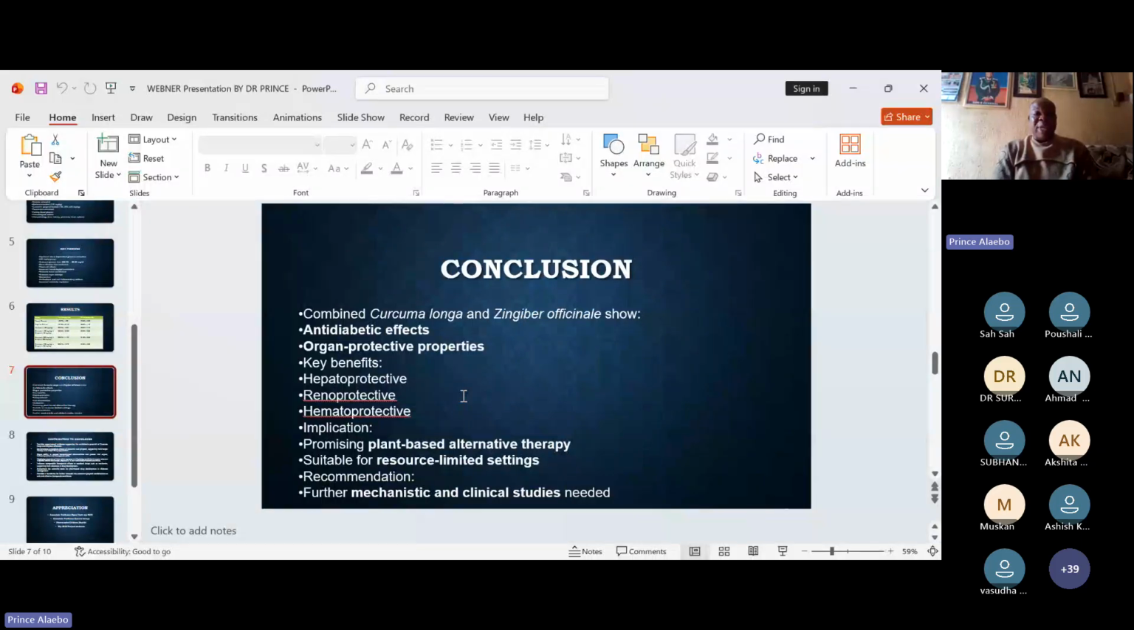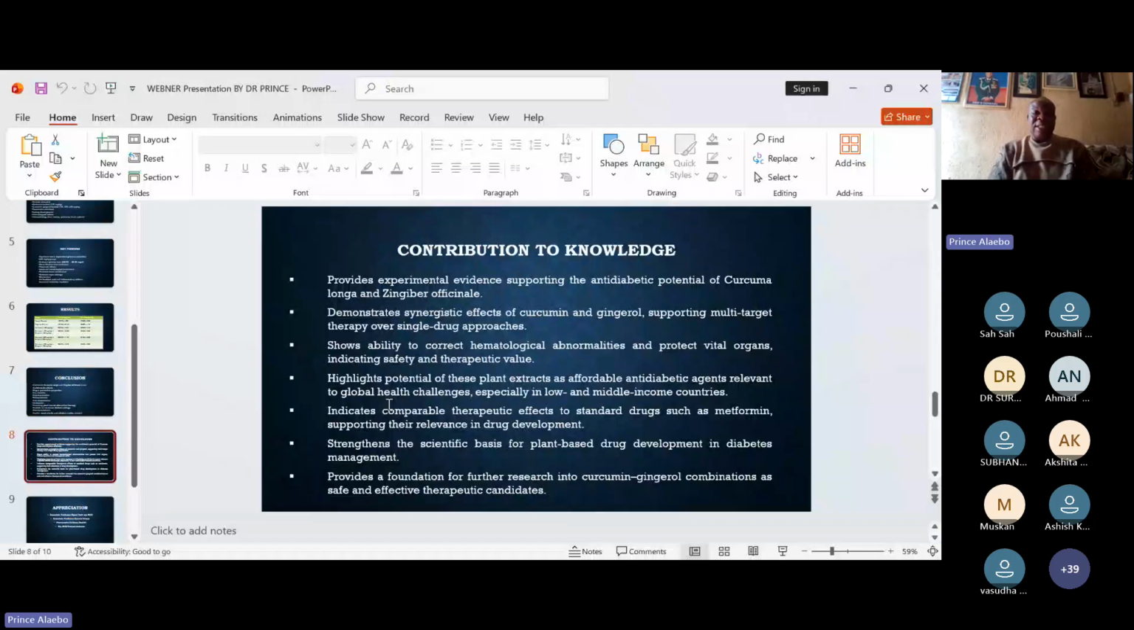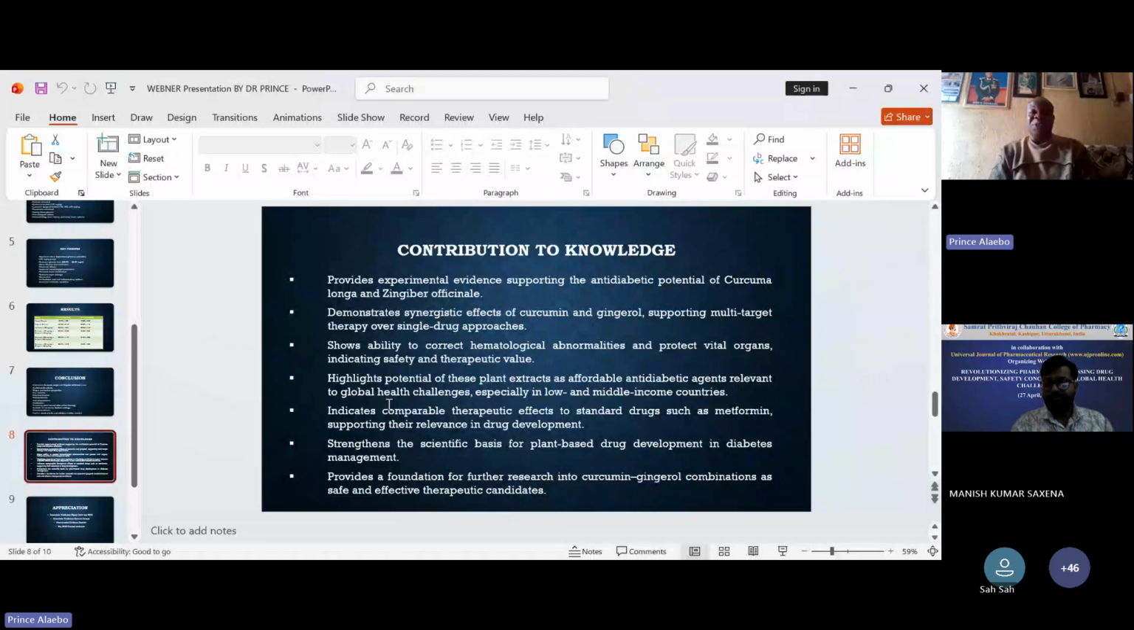And we recommend further metastatic and clinical studies. Then, from our findings, we have contribution to knowledge. From these findings, it provides experimental evidence supporting the anti-diabetic potential of Curcuma longa and Zingiber officinale. Also, it demonstrates synergistic effects of curcumin and gingerol, supporting multi-target therapy over single drug approaches.